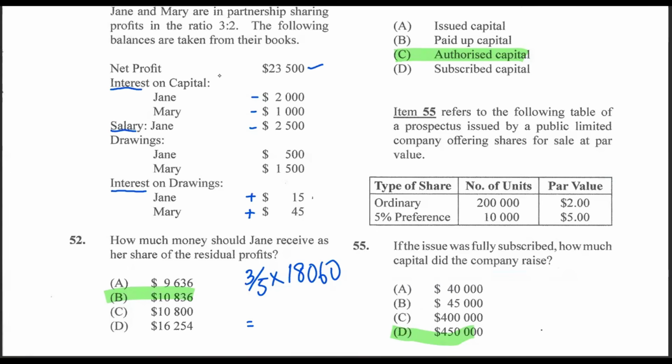Subtract your interest on capital. Subtract your salary. Add interest on drawings. So once you put together those calculations, net profit, subtract the interest on capitals, subtract your salary, add the interest on drawings, you're going to get 18,060. 3/5, which is Jane's share, of $18,060 is going to give us B, 10,836.